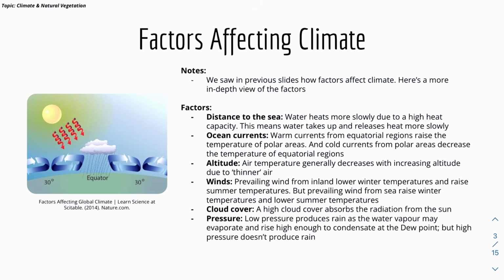And then winds. We have 2 different types of wind: the prevailing wind from inland and the prevailing wind from the sea. From inland, it will lower winter temperatures and raise summer temperatures, whereas from the sea, it will raise winter temperatures and lower summer temperatures. And then we have cloud cover, where a high cloud cover absorbs the radiation from the sun, which is quite obvious. And then there's pressure, where a low pressure produces rain as the water vapor may evaporate, as mentioned in the previous slide, which will form convectional rainfall.